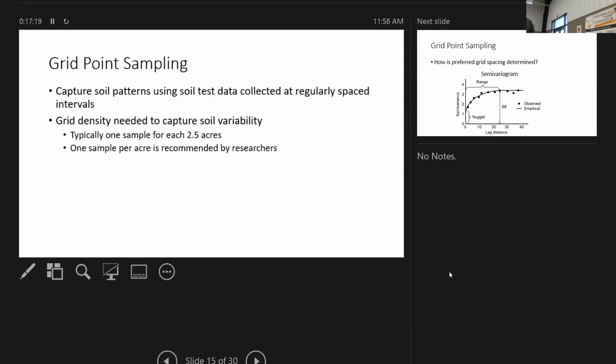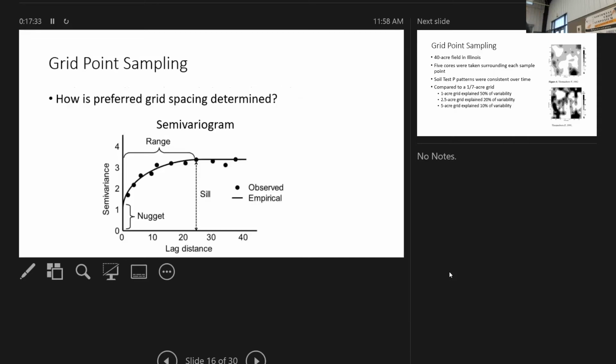So let's talk a little bit about that. Where does that number come from? 1 acre, 2.5 acres. Well, it's mathematical and statistical. It's not just pulling a number out of the air. Scientists have done some pretty intensive sampling of fields over the years and done statistical analyses on those samples. And they generate a graph that looks like this. It's called a semivariogram graph.